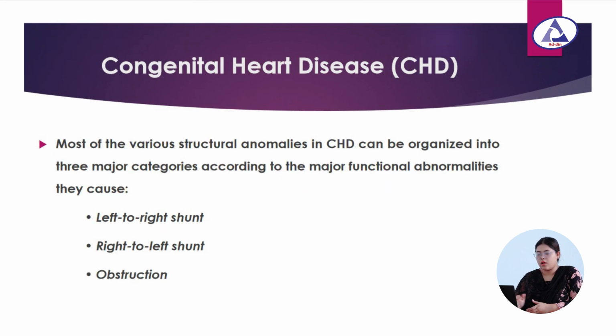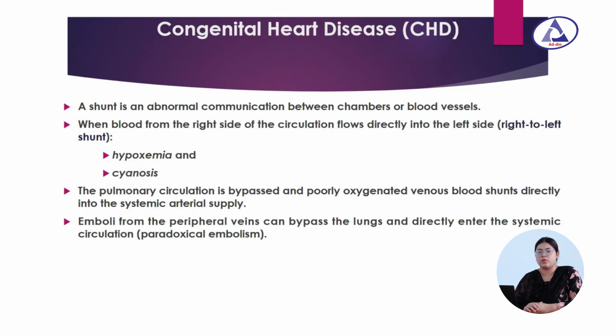Most of the various structural anomalies in congenital heart disease can be organized into three major categories. 2. The major functional abnormalities they cause: left to right shunt, right to left shunt, and obstruction. So first of all, we'll learn what a shunt is. A shunt is an abnormal communication between chambers or blood vessels.